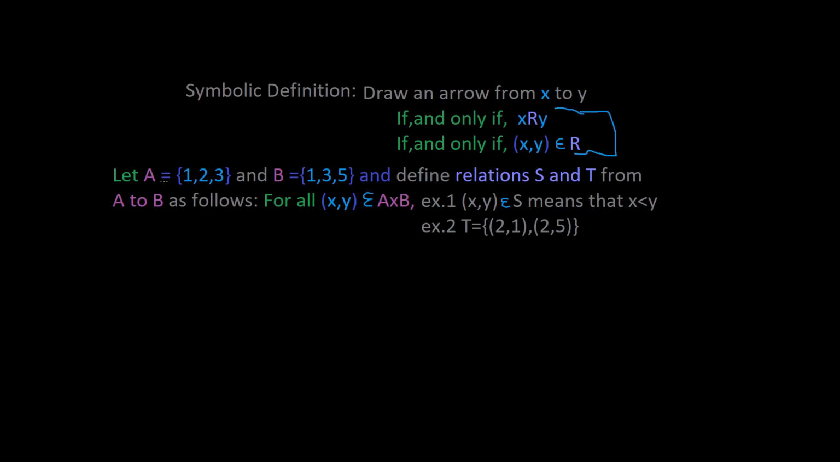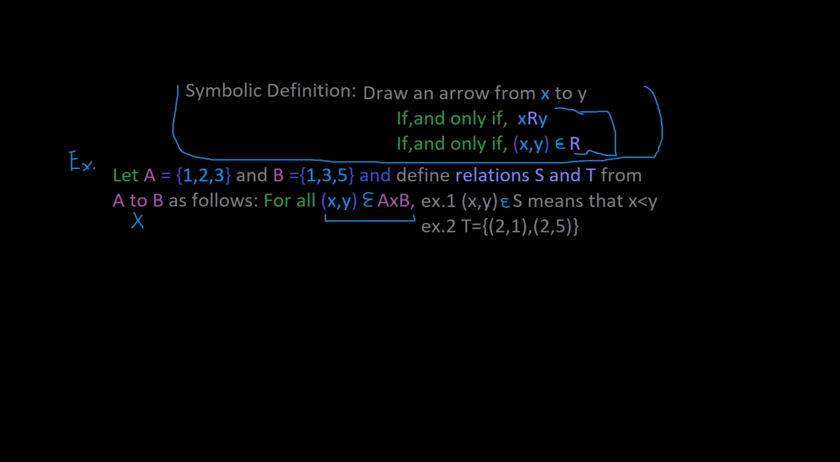Let's see right here. We have our two sets: A equals the set of 1, 2, and 3, and B equals the set of 1, 3, and 5. And we define the relations S and T. So we have two different, separate relations from A to B as follows, for all x, y. Don't get this confused, this is the definition, and this is going to be our example. So just in case you're a little confused, our relations are S and T from A to B, so that means A cross B, as follows, for all (x, y) elements of A cross B.